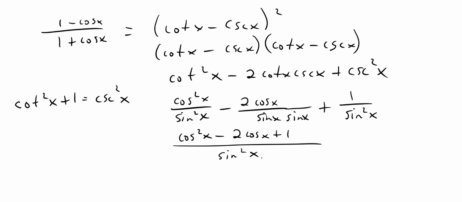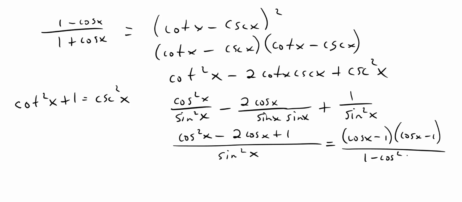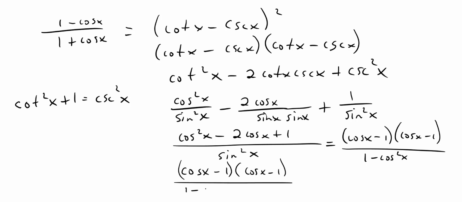Do you notice that the top, I can factor to cosine of x minus 1 times cosine of x minus 1. Everybody okay with that one? And the bottom is sine squared of x, which is 1 minus cosine squared of x. Okay, I have to do one more step here. I can factor the bottom as the difference of two squares. So cosine of x minus 1 times cosine of x minus 1 over 1 minus cosine of x and 1 plus cosine of x.